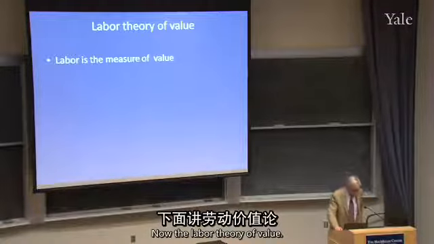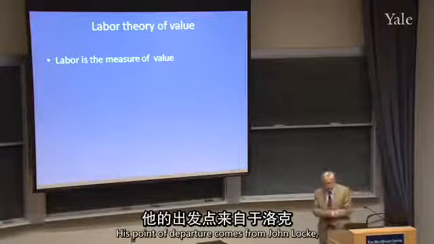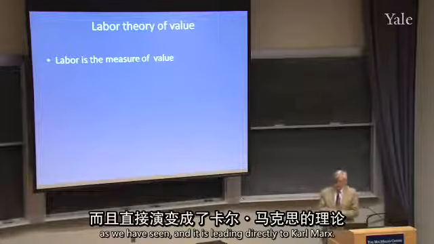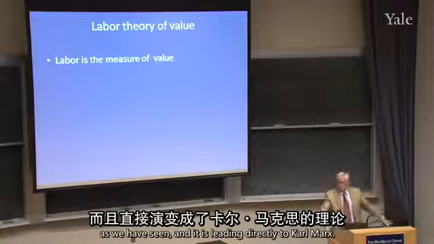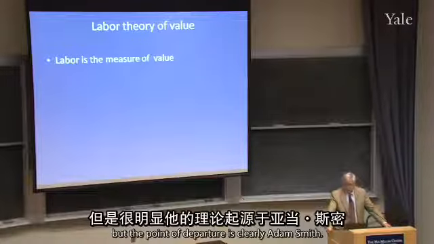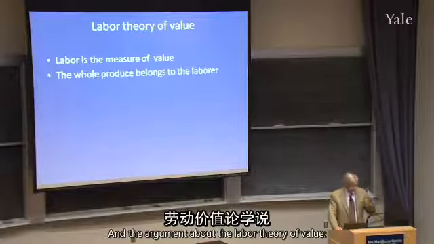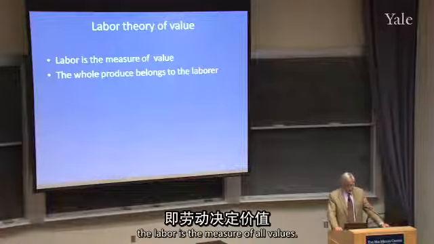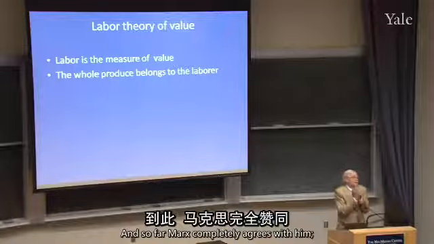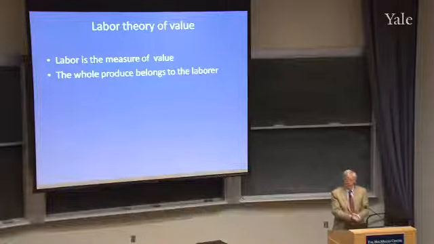Now the labor theory of value. Let me rush through it. This is important. His point of departure comes from John Locke, as we have seen, and it is leading directly to Karl Marx. Karl Marx radicalizes his position, but the point of departure is clearly Adam Smith. The argument about the labor theory of value is that labor is the measure of all values. And then he said, the whole produce belongs to the labor. And so far, Marx completely agrees with him, and we will see that when we discuss Marx.